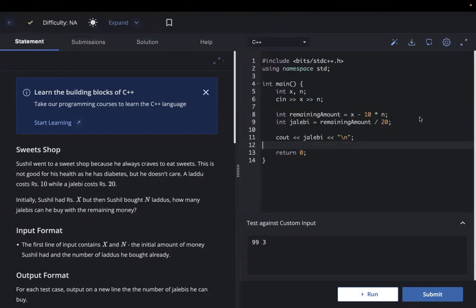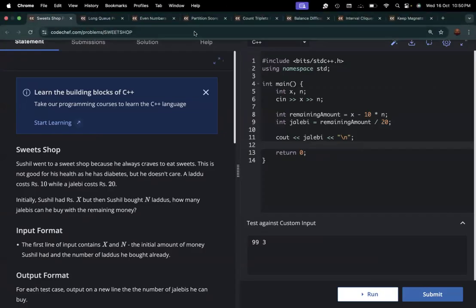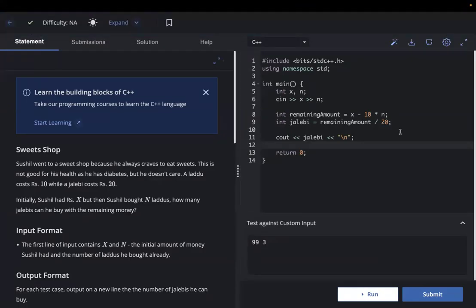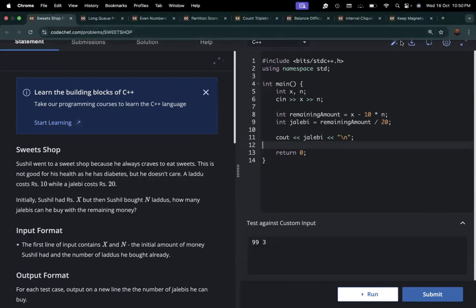Is it clear? Or does anybody have any doubt? If you have any doubt, then please ask in chat. Otherwise, we can move on to the next problem. Okay, nice. So let's move on to the next problem.